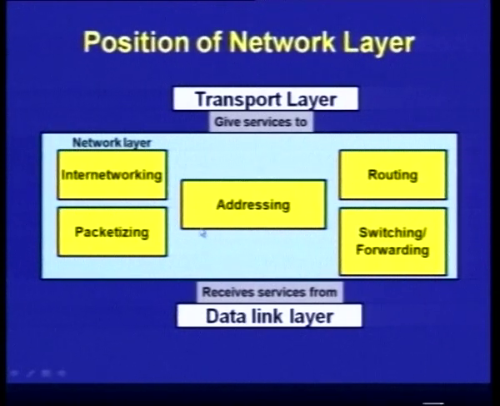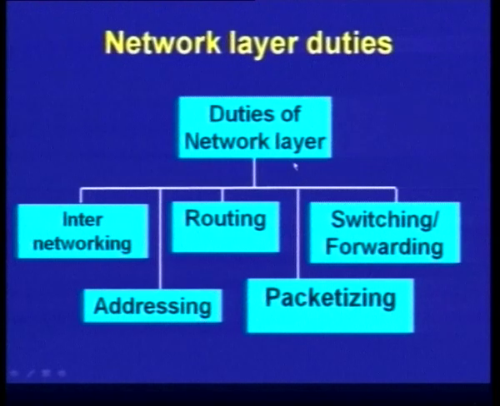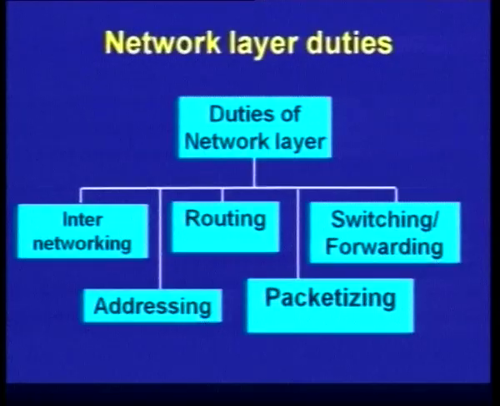The functions of the network layer are the following. You will have internetworking, packetizing, addressing, routing, switching and forwarding. So let us look at a little bit of this in detail. What is meant by internetworking? You need to connect up different networks. We know the different nodes can be connected by means of some local area network. But when you have different local area networks to be connected, then we talk about internetworking, and this is something which is done by the network layer.